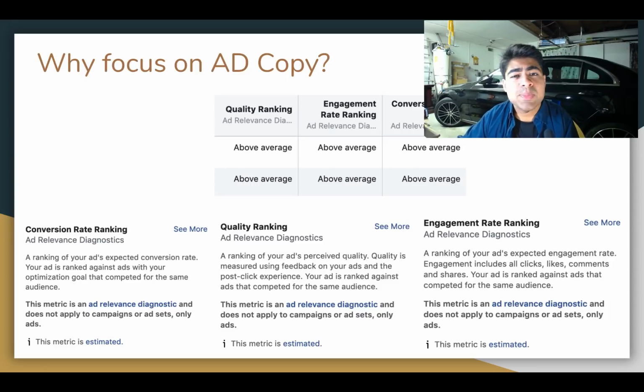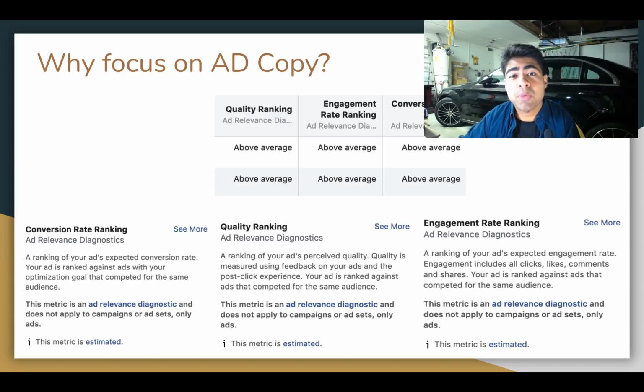The second metric is engagement rate ranking. And the third image on the bottom says a ranking of your ad's expected engagement rate. And this engagement includes all the clicks, likes, comments, and shares that happen on this ad copy. Again, your ad competes with the other ads competing for that same audience, and whoever has a higher engagement rate wins the auction. So in simple words, what this is saying is, if people are not engaging with your ad, then you're gonna rank less.